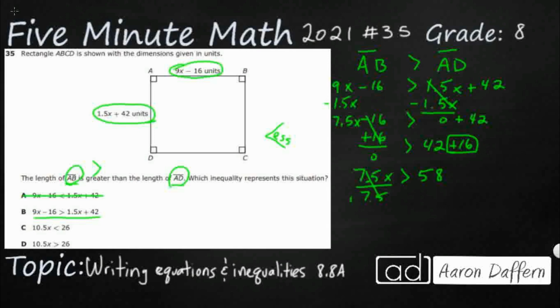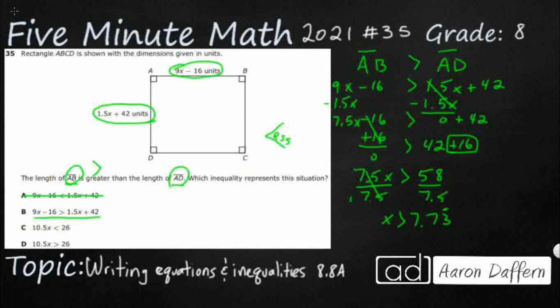That's just going to make 1, right? So let's divide by 7.5, and we're going to say x is greater than whatever in the world 58 over 7.5 is. Let's see. 58 divided by 7.5. Okay, 7.73 repeating. That's kind of random. So that looks nothing like C and D.